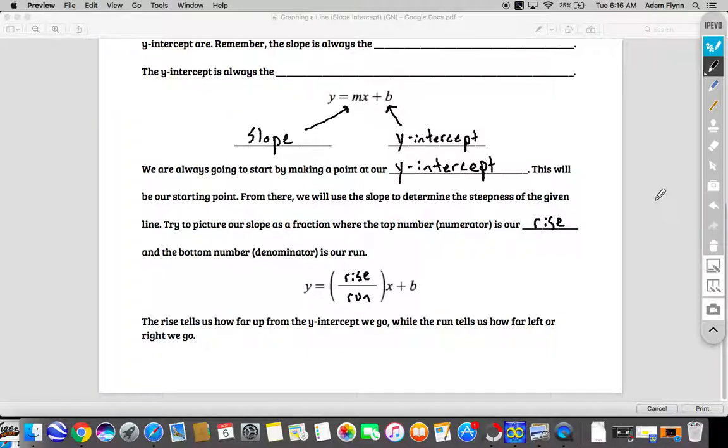So at this time, I would move on to the example video for graphing a line in slope-intercept form.